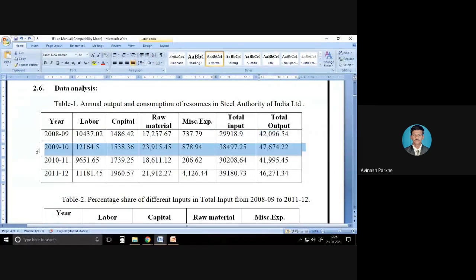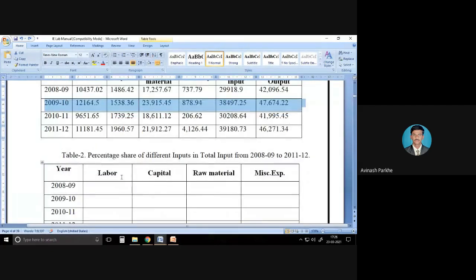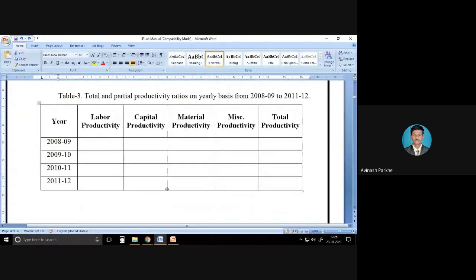Similarly, for each and every academic year, all inputs are given, total inputs are given, total outputs are given. By using this required data, I can fill the second table in the form of percentage share of different inputs by using the formula total input upon each input. And the third table I can fill by using the formula: partial productivity is equal to total output upon each input, and total productivity is equal to total output upon total input.